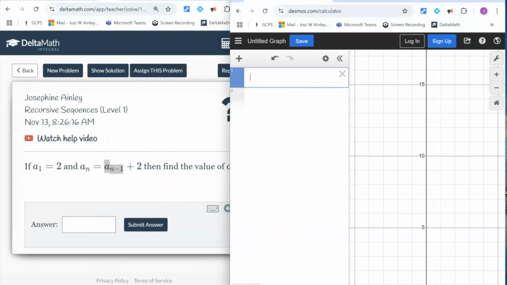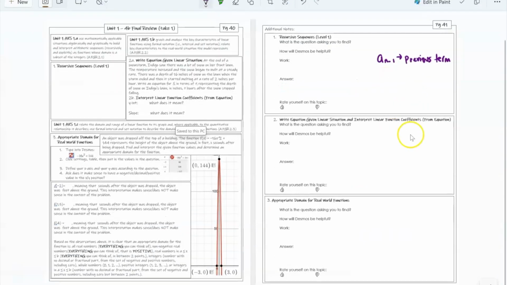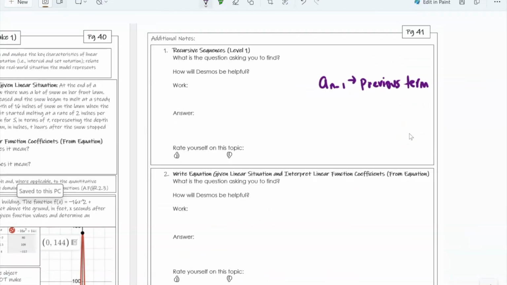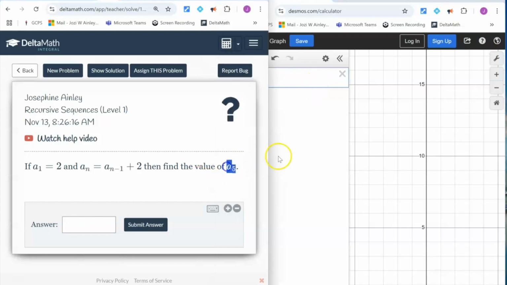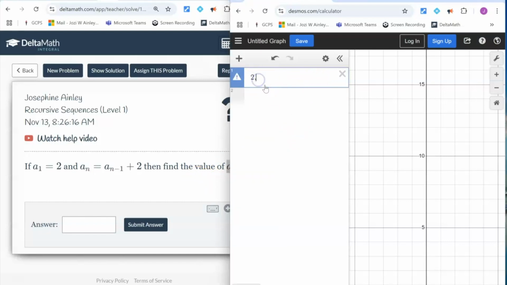So a sub 1, okay, again, let me go ahead and write these notes just in case you don't have it. What does a sub 1 mean? It means the first term. Okay, so it's the first one of your actual sequence. All right, so again, my first term is 2. The question is find my fifth one. So before I can find my fifth one, I have to find my second, my third, my fourth, and then my fifth. All right, so I start with my first one.